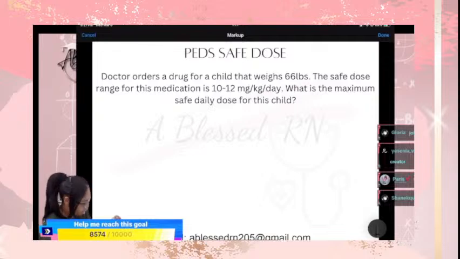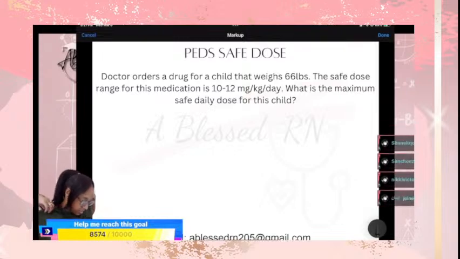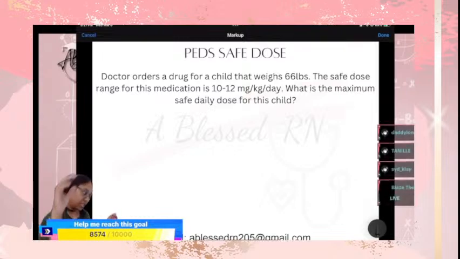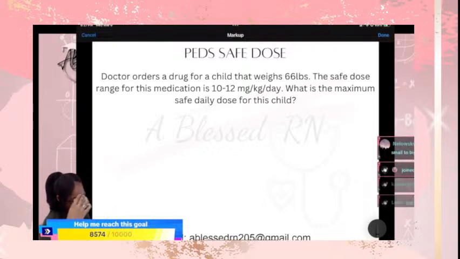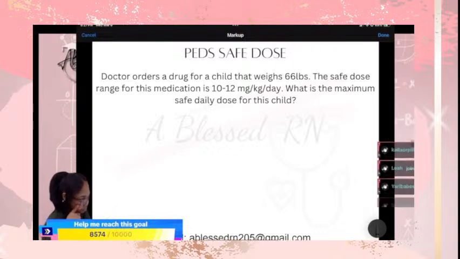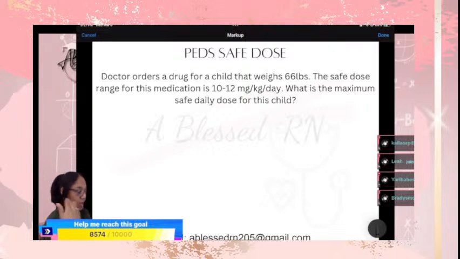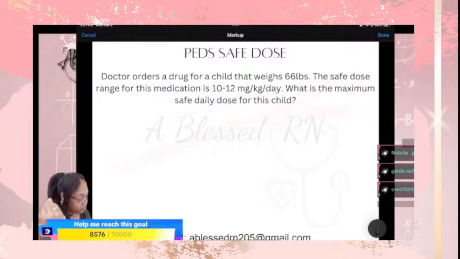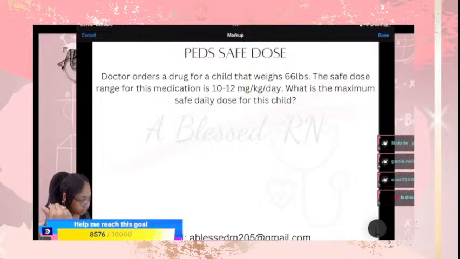All right, so Ped safe dose. I don't know why this gets a lot of people in chokeholds, but we are here to release that chokehold. Okay, so the Ped safe dose problems, right? You are being a detective and you're figuring out if what the doctor, nurse practitioner, physician's assistant, whoever the provider is, has ordered is safe according to the drug manufacturer's recommended dosing.